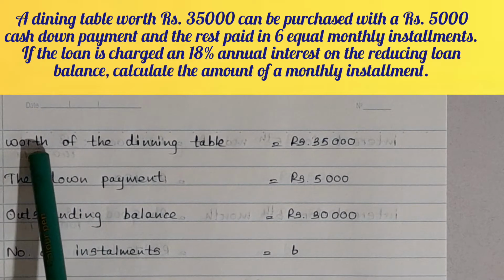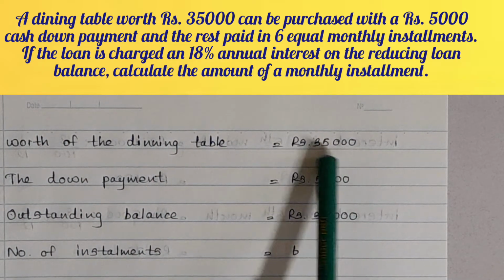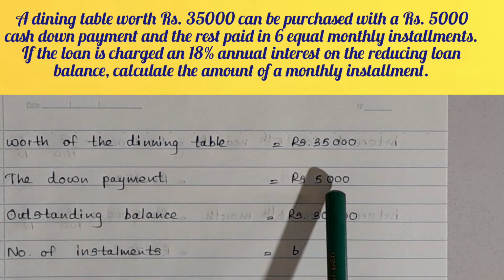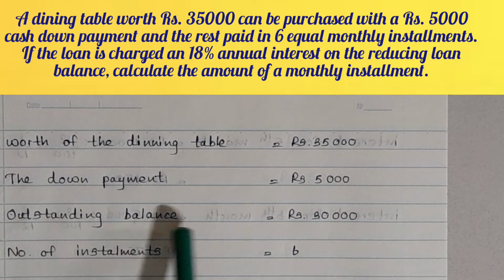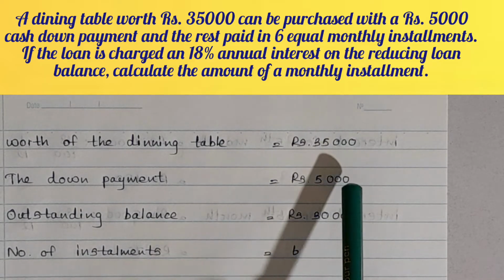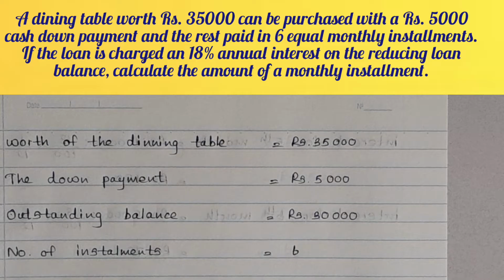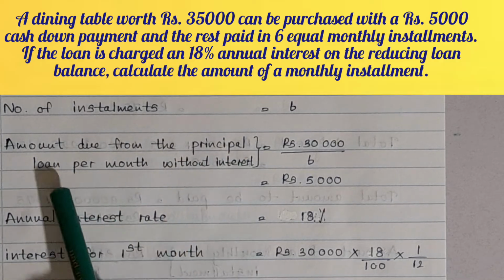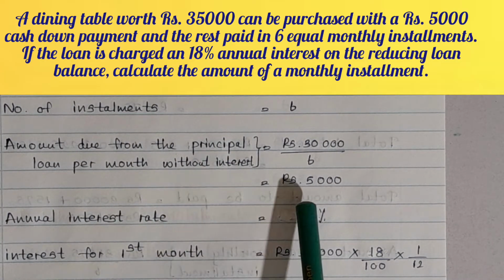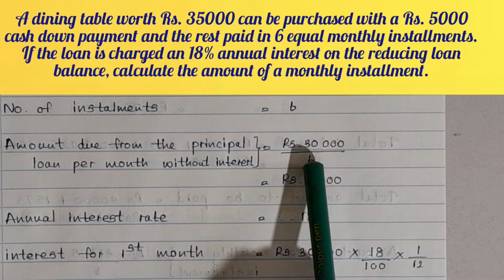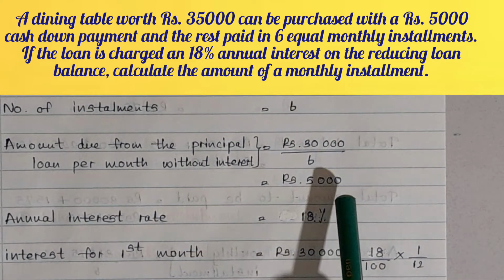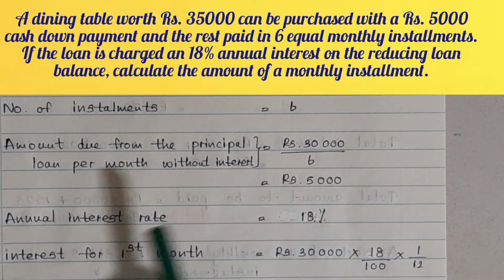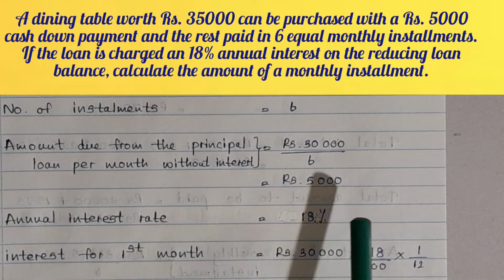This is the way to find the interest from the long method. These are the steps. Worth of the dining table is 35,000 rupees. Then the down payment is 5,000. Then the outstanding balance can be found by 35,000 minus 5,000, that is 30,000. Then number of installments is 6. Then amount due from the principal loan per month without interest can be found by 30,000 divided by 6, where 6 means the number of installments, that is 5,000 rupees. Then annual interest rate is 18%.